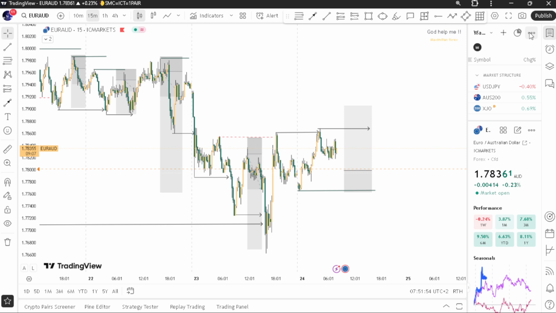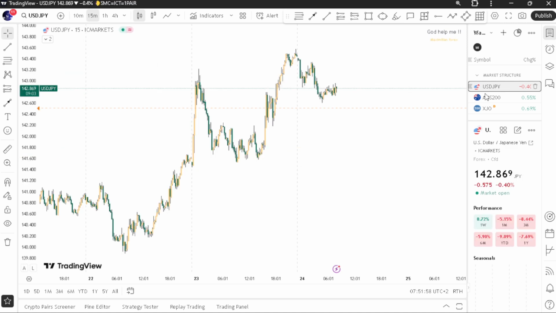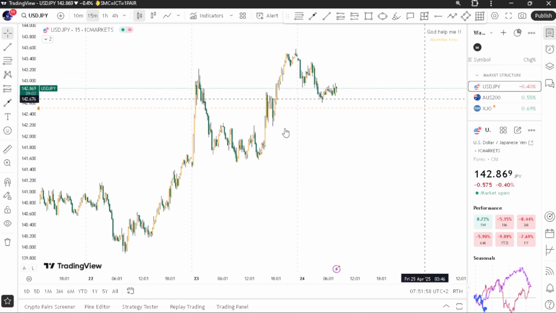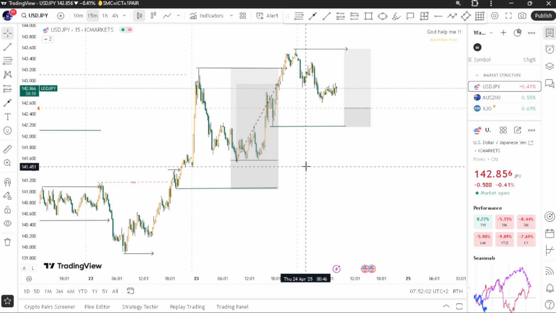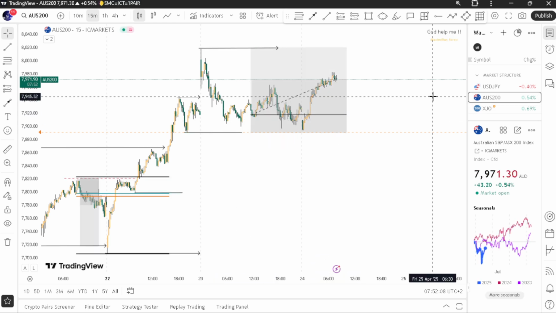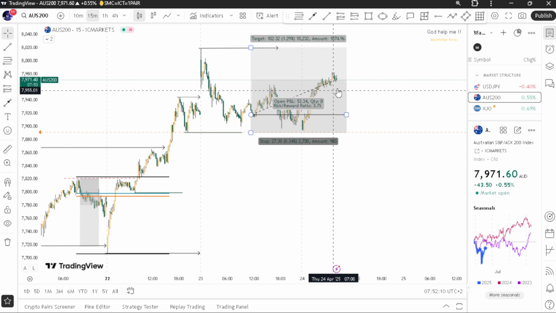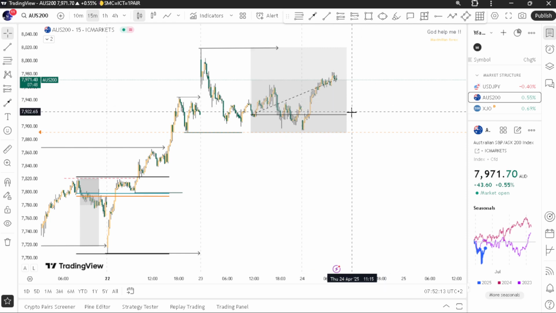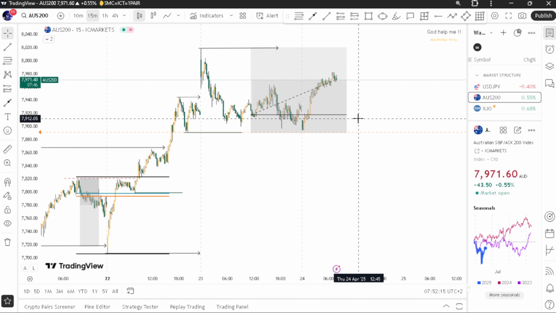So you all know that yesterday I called out that USD JPY is going bullish and it went bullish in my favor. And I called out that the Aussie 200 is going bullish too. And yeah, it did exactly what I predicted.